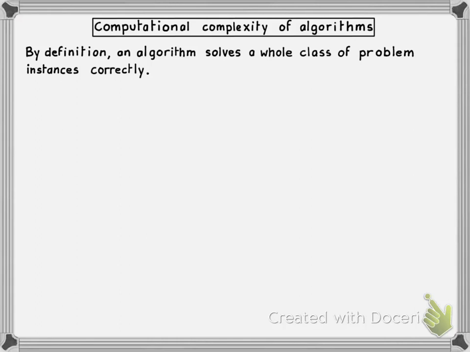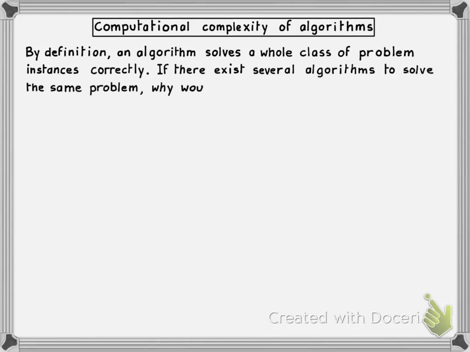So for example, an algorithm for the sorting problem is able to sort any array of integers that you give it as input. So every specific array is a problem instance. Now in general, for a given problem, there are several algorithms that solve it. So the question is, which criteria would you use to choose one algorithm over the others?